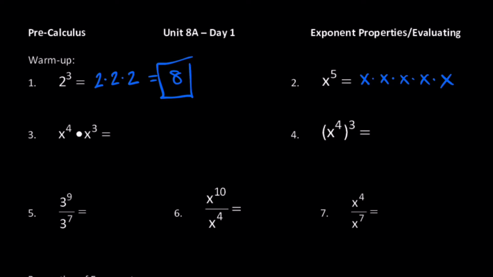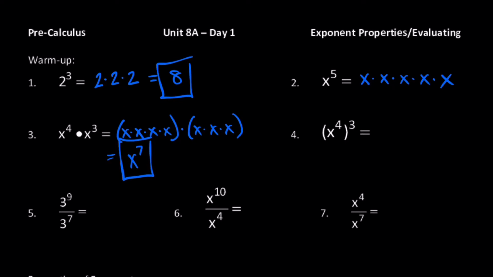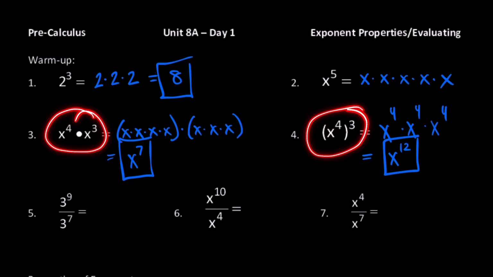X to the 4th times x cubed would look something like this. Here's x to the 4th times, here's x cubed. And what happens when you multiply those, as you can see, we have x to the 7th. We have 7 of those. That's going to lead us into one of our properties of exponents. X to the 4th cubed is x to the 4th times x to the 4th times x to the 4th. So using the previous problem as an example, that would give me x to the 12th. Two very different properties illustrated in these two examples right here.